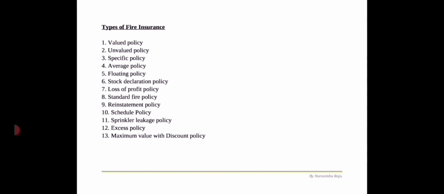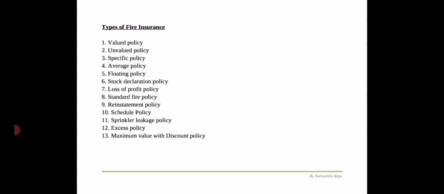This is also called as open policy. And the next type of policy is specific policy. In case of specific policy, the property is insured for a definite sum. If there is loss, the stated amount will have to be paid to the policy holder, but the actual value of the subject matter is not considered in this respect.